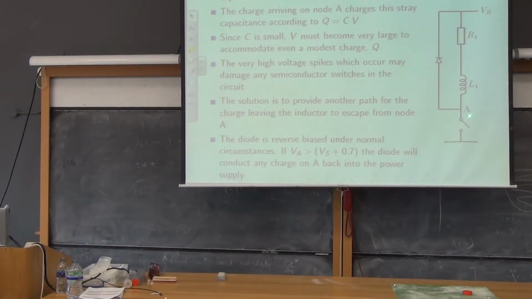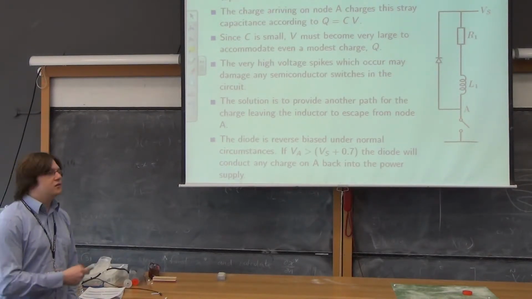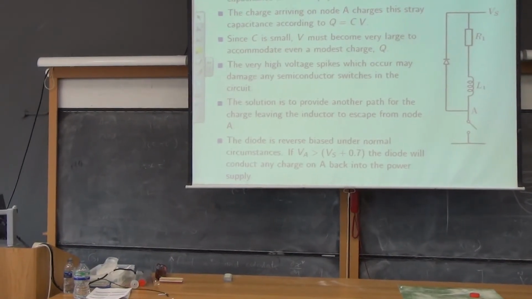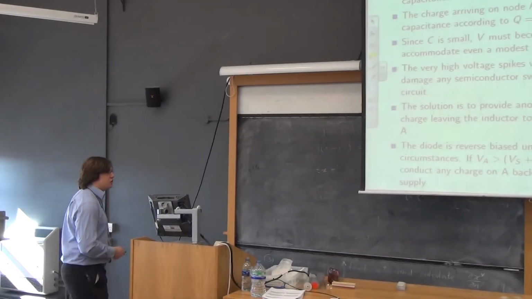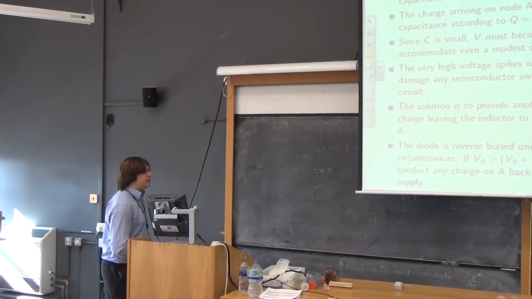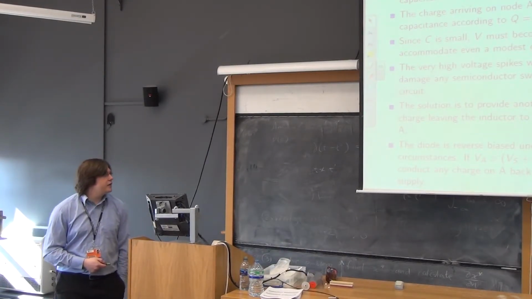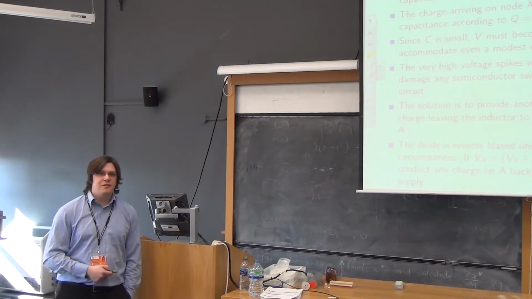And then the maximum voltage on A will be Vs plus 0.7. And as long as Vs is safe for A to experience, our circuit's going to be fine. So that's what I've said in the bottom bullet point there. The diode is reverse biased under normal circumstances, and if A is more than Vs plus 0.7, the diode will conduct any charge on A back into the power supply.